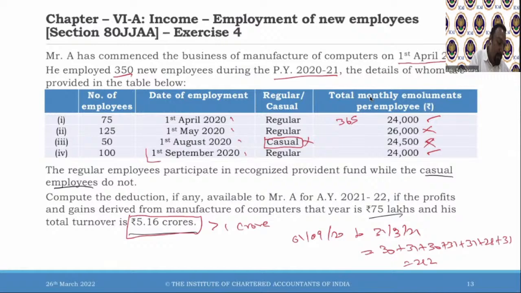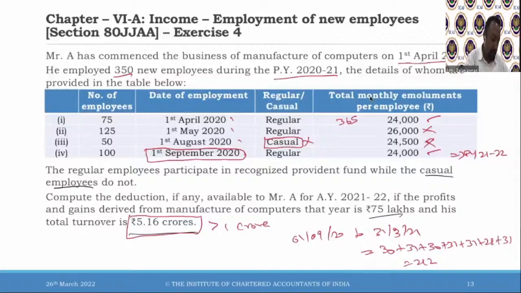Because their employment itself is only from 1st September 2020. So they are unable to work more than 240 days, not that they have resigned or something. So that's the reason why we are saying that this must be ignored. Right, so now this will be considered for next year, when you're computing for previous year 21-22. It will automatically be included for 21-22.